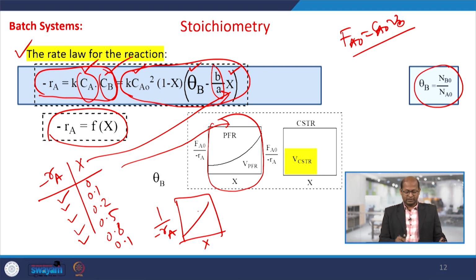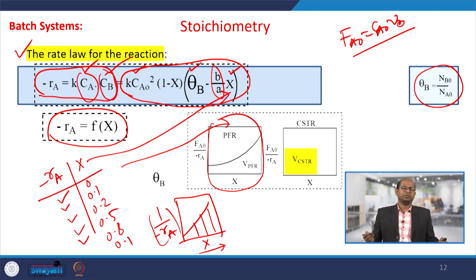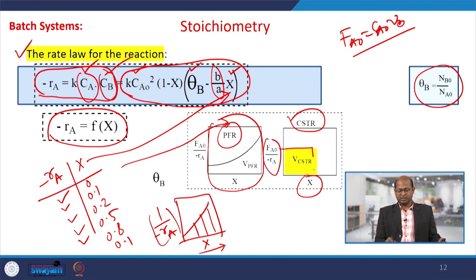Then this curve will come. From here, if we change the conversions, the corresponding rate also changes accordingly. That data we can use for any other reactor to design or find out the volume of the reactor. Similarly, here for CSTR and PFR reactors, that rate data was used in terms of conversions. So, here this area and this area for PFR reactor, that we have discussed in our last class also.